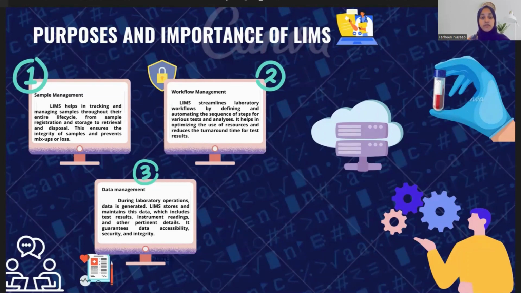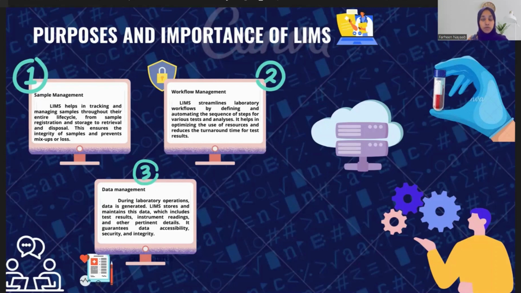Next is workflow management. LIMS streamlines laboratory workflows by defining and automating the sequence of steps for various tests and analyses that occur in a laboratory. It helps in optimizing the use of the resources present and also reduces the turnaround time of the test results. Next, last but not the least, is data management.